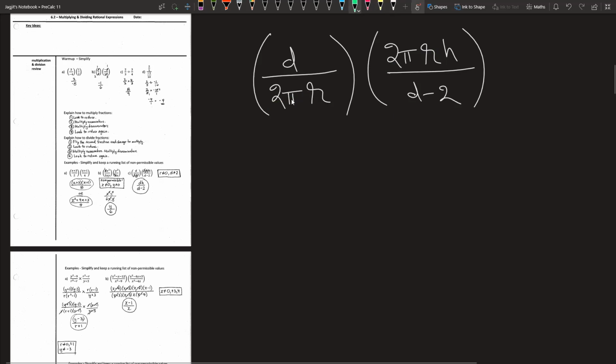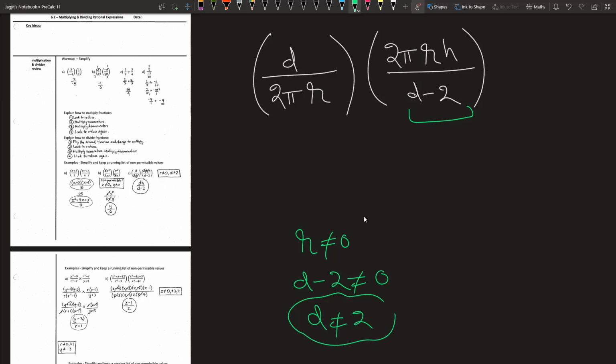Okay, pi is a number, so there's no non-permissible for that. I see r. So you say r cannot be equal to 0. And then we have d minus 2. So you say d minus 2 cannot be equal to 0. When you isolate your d, you get d cannot be equal to 2. So that's the second, and that's the first non-permissible value.